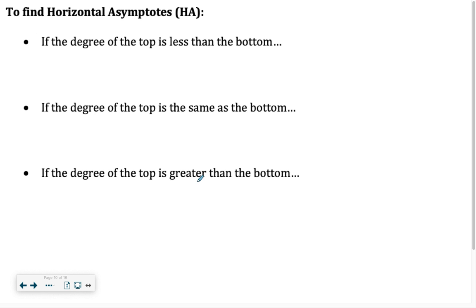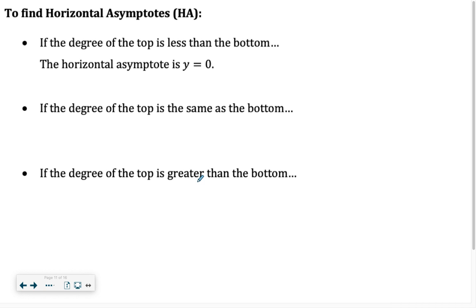Now, let's take a look at horizontal asymptotes. There's 3 situations that could occur. Okay, if the degree of the top is less than the bottom, or the degree of the numerator is less than the degree of the denominator, the horizontal asymptote is y equals 0. An example of something like this, where the degree of the numerator is less, could be x over x squared minus 3. The degree of the numerator is less than the degree of the denominator. The horizontal asymptote will always be y equals 0.